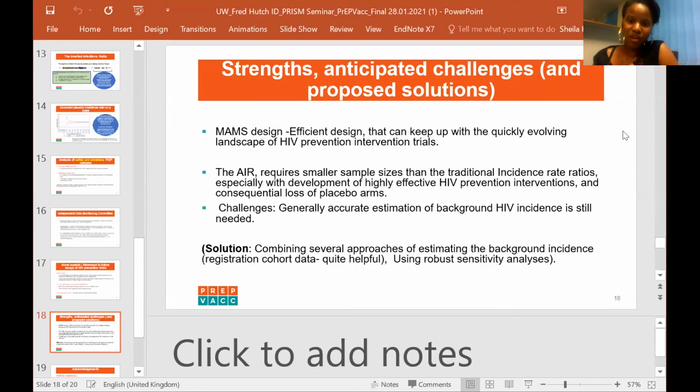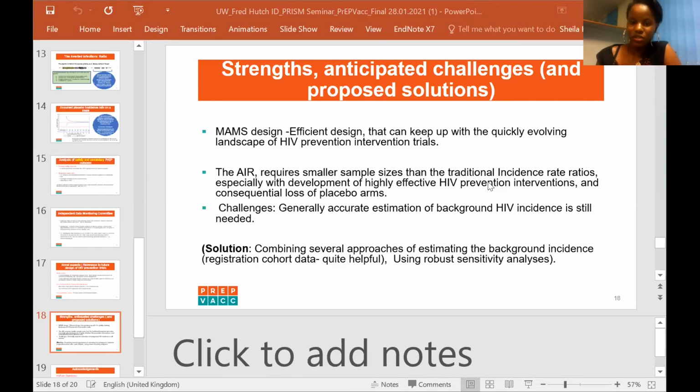So some of the strengths of our statistical methods and designs of the trial is, as mentioned, the MUMS design, which is efficient, and it is a method that can actually keep up with the quickly evolving landscape of HIV prevention interventions. The use of the averted infections ratio, which requires significantly smaller sample sizes than the traditional incidence rate ratios. Now, this will be more useful, especially with the development of highly effective HIV interventions.